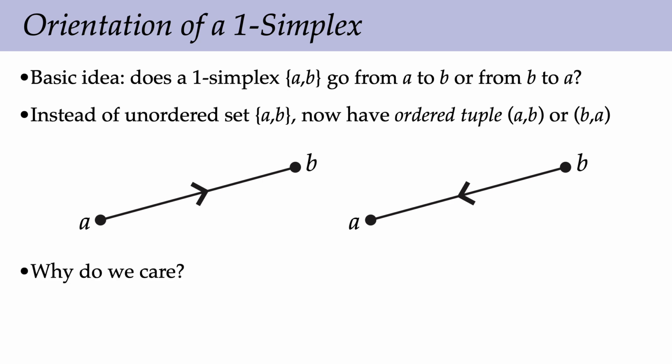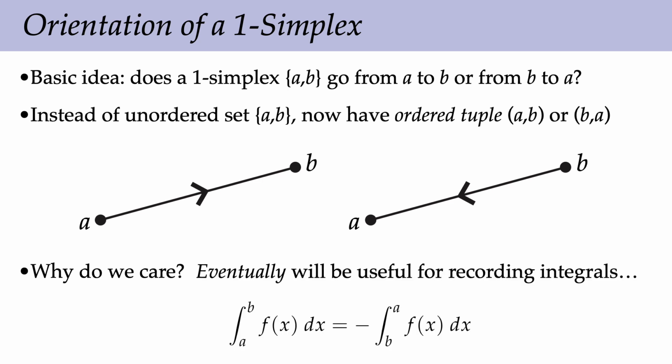Why do we care? Why do we want to assign orientation to something like an edge? Well, eventually, this is going to be really useful for recording integrals. Where we're headed is to build up something called discrete exterior calculus, where we're going to integrate along edges. And when you integrate, it matters very much whether you integrate from A to B or B to A, because the sign flips. Okay, but we're not quite there yet.